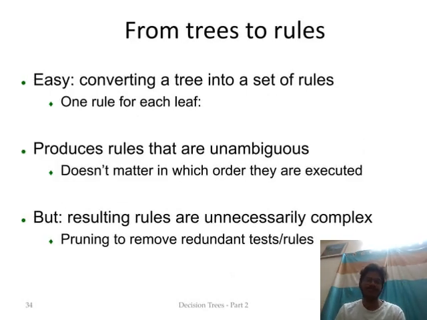And it is easy converting a tree into a set of rules. One rule is on each leaf. It produces rules that are unambiguous, and it doesn't matter in which order they are executed, but the resulting rules are unnecessarily complex, and prone to redundant tests and rules.